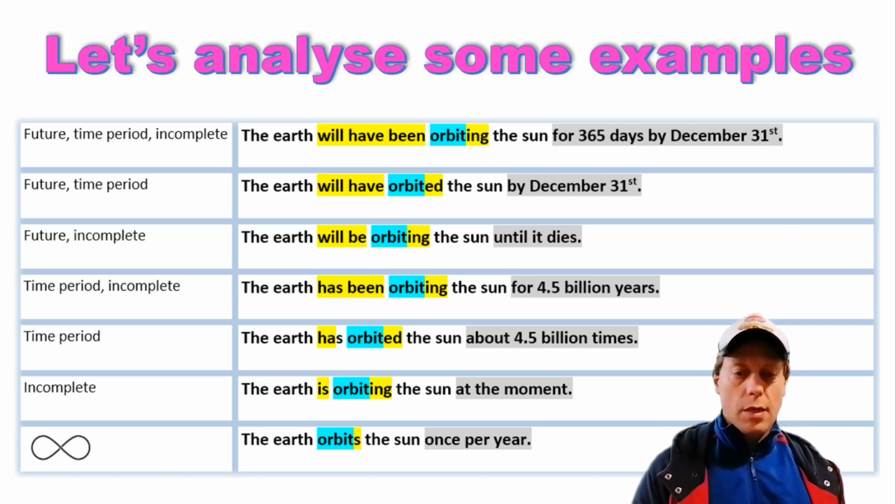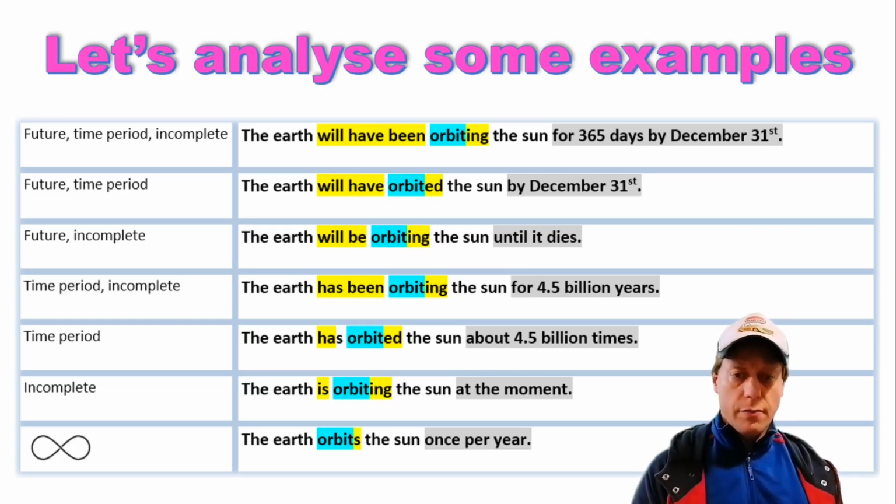The next example is a simple time period. The Earth has orbited, that's a period, a simple time period. The Earth has orbited the sun about 4.5 billion times, and this particular time period is relevant today. It's present perfect, if you like, because this period of time is not finished and it's relevant right now.